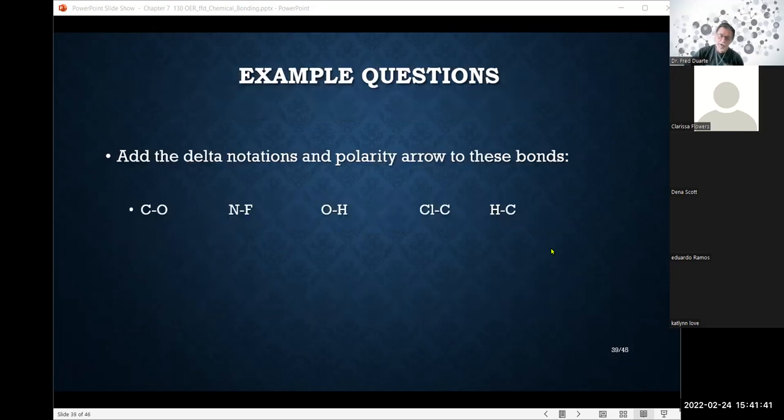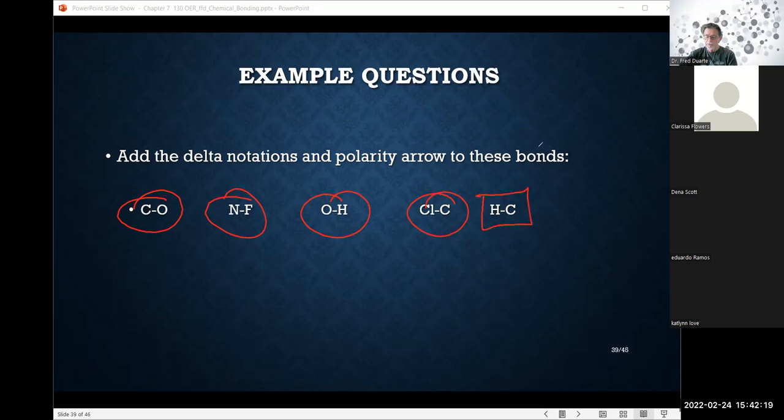Okay. Now, here we're going to add the delta notation, which is the partial notation, and the polarity arrow of these compounds. Now, what we do first of all, you can notice here that carbon, oxygen, two different elements. Now the question is in which direction? So we know we got a polar bond here, polar bond here, polar bond here, polar bond here, right? Two different atoms bonded together. But we do not have a polar bond here because hydrogen and carbon exhibit very similar electronegativity values. All right, now the question is in which direction?